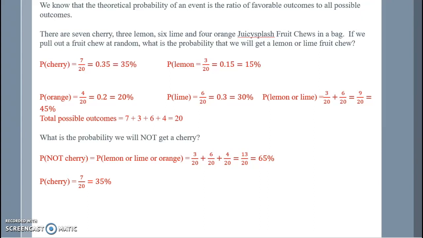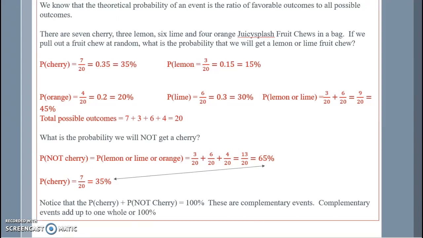Similarly, we can see that getting a cherry, as listed above, is 35%, or 7 out of 20. Notice that the probability of a cherry plus the probability of not getting a cherry is equal to 100%. These are what we call complementary events. Complementary events add up to one whole, or 100%.